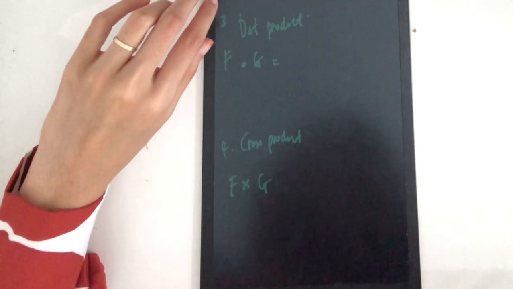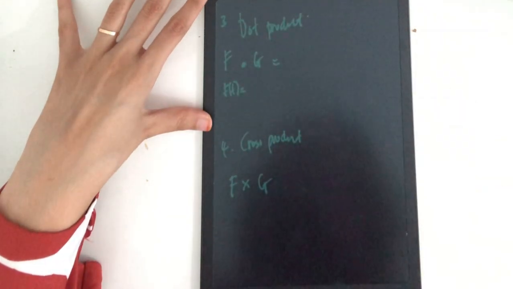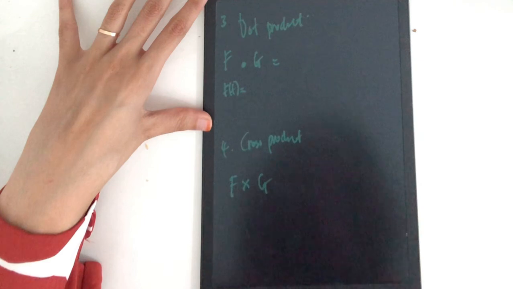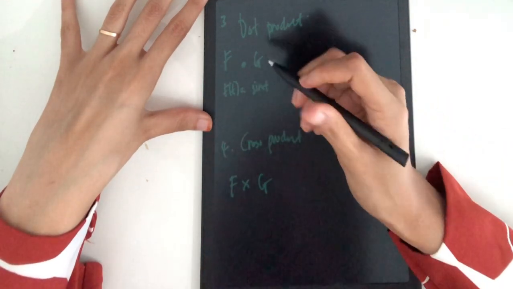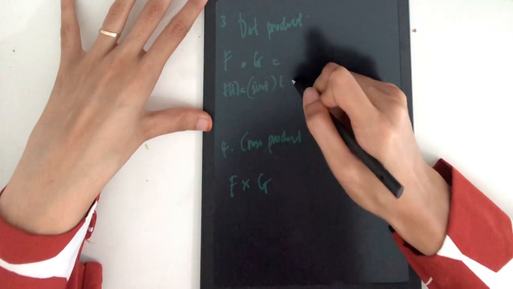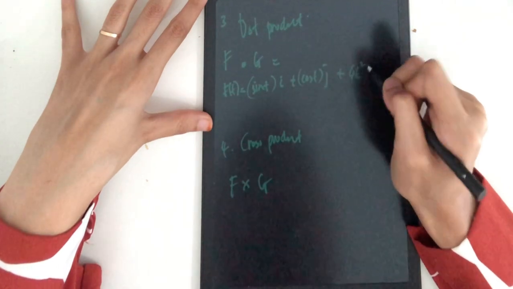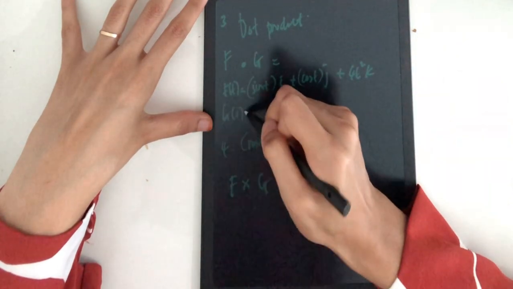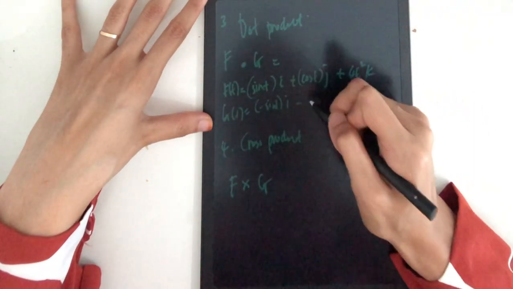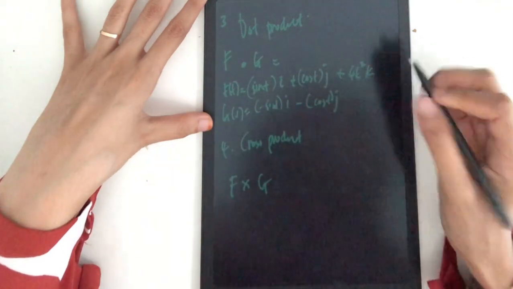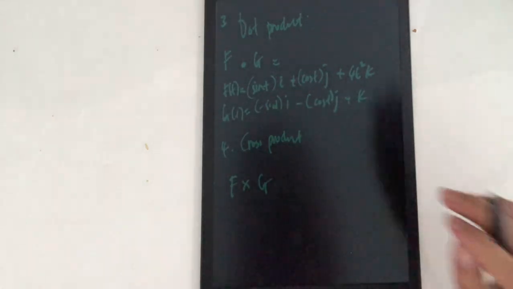Okay, I write a different function. So let's say f(t) is equal to sin t i plus cos t j plus 4t square k, and g(t) is equal to negative sin t i minus cos t j plus k. Okay, we use a new equation vector.